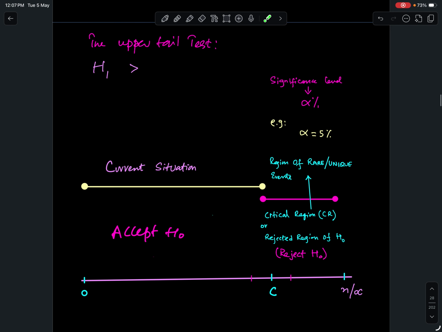In the upper tail test, H1 involves a greater sign, so the critical region is on the right side. This is the boundary of the critical region. This probability is alpha percent, the significance level. This is the region of rare events, and here we reject H0. If the test value lies here, we reject H0. If the test value lies here, we accept H0.